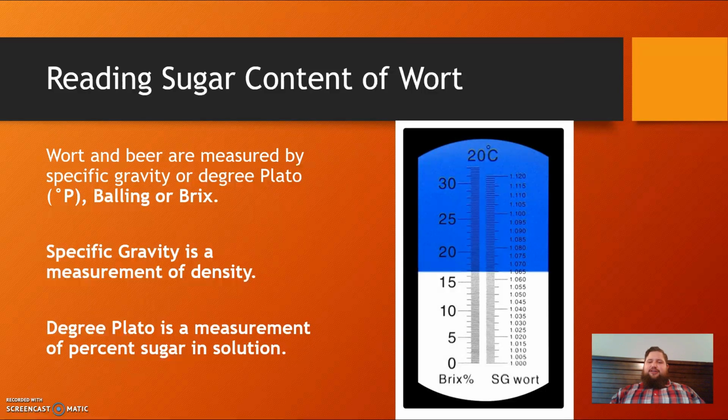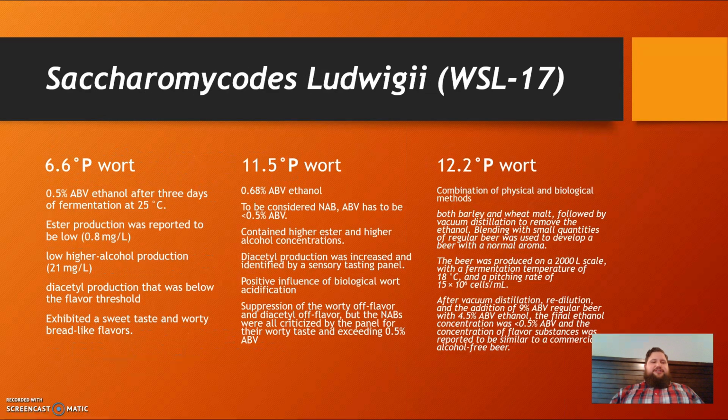So that's why you can see here in this example 1.065, 65 gravity points, is almost equivalent to 17 Plato. So the correlation is roughly 4 gravity points per 1 degree Plato. So here a 6.6 degree Plato wort is going to have a production of 0.5% ABV. So this is what we need to be paying attention to: the amount of sugar that goes in and the amount of ethanol that comes out.